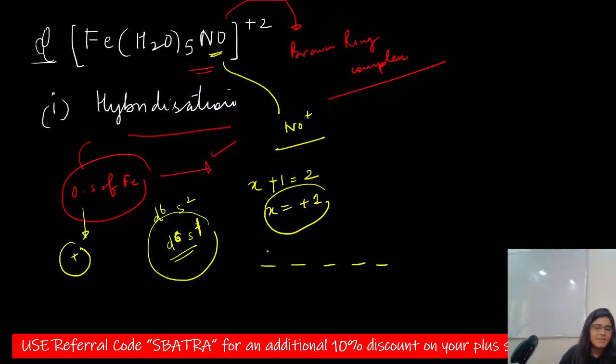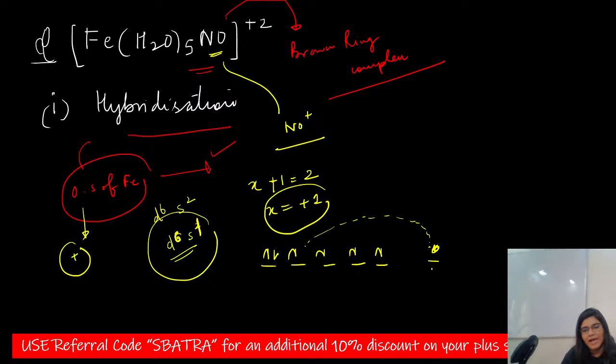Okay, 6 electrons in D: 1 2 3 4 5 6. We have 6 electrons in D and 1 electron in S. So what will happen? Definitely this will pair with this particular electron.